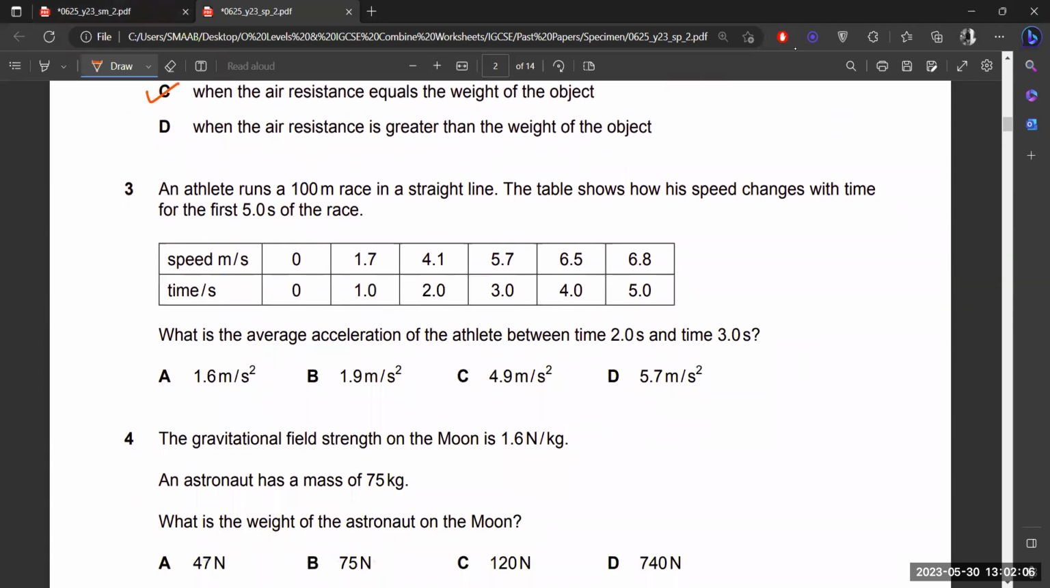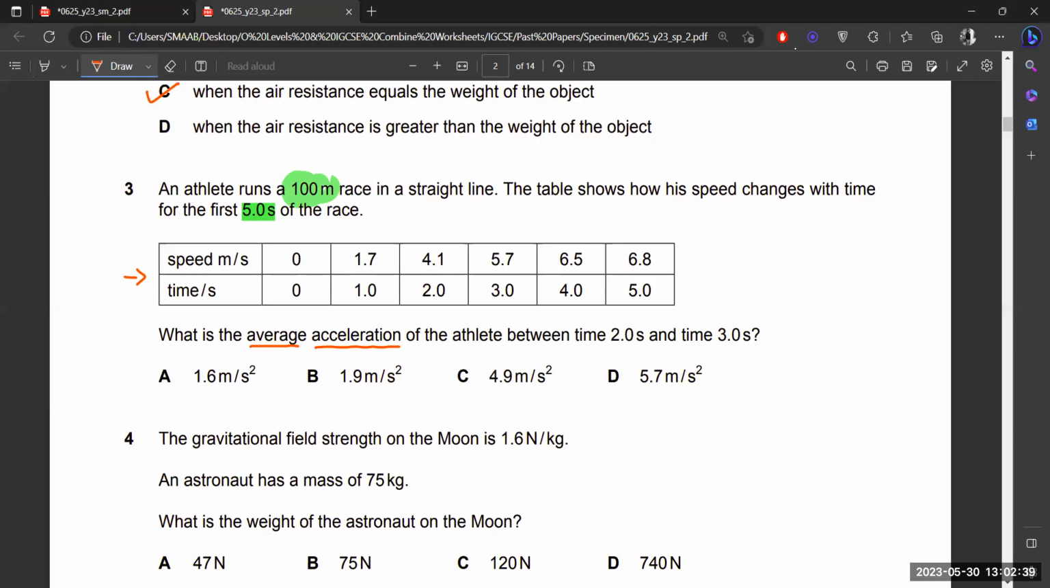Question number three says that an athlete runs a 100-meter race in a straight line. So basically, the athlete runs a 100-meter race. This is the distance. The table shows how his speed changes with time for the first 5 seconds. So the time allocation is 5 seconds, and we have a table where different values of speed and time are mentioned. What is the average acceleration? So we need to calculate the average acceleration.